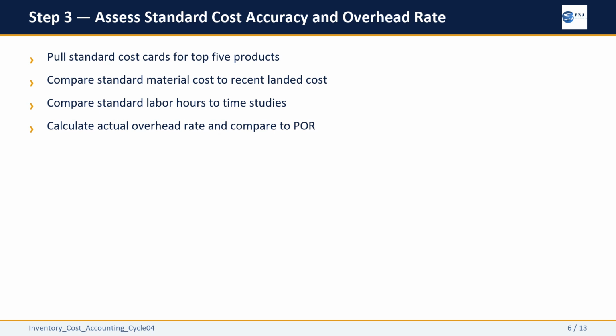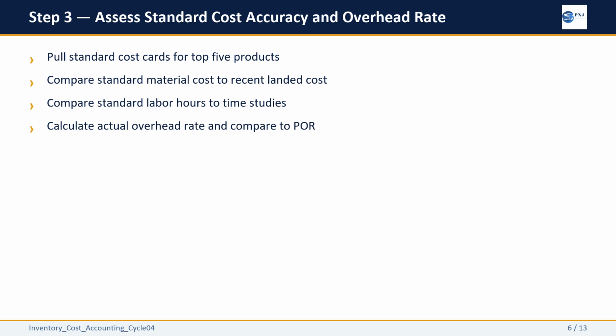Now we reach the first cost accounting step, where the real advisory work begins. Ask for the standard cost cards for the top 5 products by revenue. Compare the standard material cost to the most recent landed cost. Compare the standard labor hours to recent time studies or production data. Then calculate the actual overhead rate. That's actual overhead divided by the actual allocation base, and compare it to the POR.